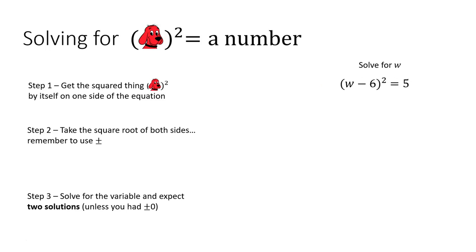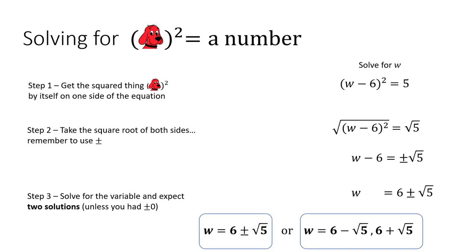Next, the quantity w minus 6 squared equals 5. The squared thing is the quantity w minus 6, and it is by itself on one side of the equation. So we're ready to take the square root of both sides. We will remember to use plus or minus, and we get the quantity w minus 6 equals plus or minus square root of 5. We've got to get the variable by itself in step 3. We're going to have to add 6 to both sides, and now we get w equals 6 plus or minus the square root of 5. Those are not like terms. You have one as a radical and one as an integer, so it's okay to leave your answer like that.